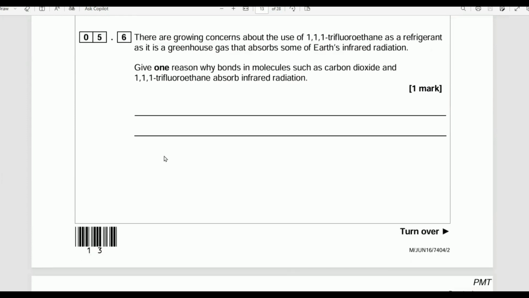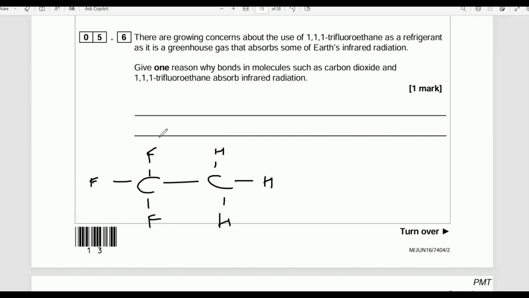5.6. There are growing concerns about the use of 1,1,1-trifluoroethane as a refrigerant, as it is a greenhouse gas that absorbs some of the Earth's infrared radiation. Give one of the reasons why bonds in molecules such as carbon dioxide and 1,1,1-trifluoroethane absorb infrared radiation. So once again, got to draw it all out for you and show you the types of bonds that are really good at absorbing infrared radiation. You're looking at bonds that are polar.